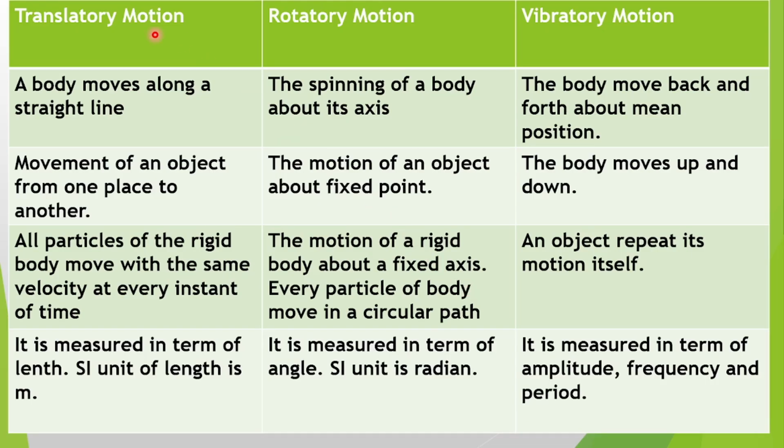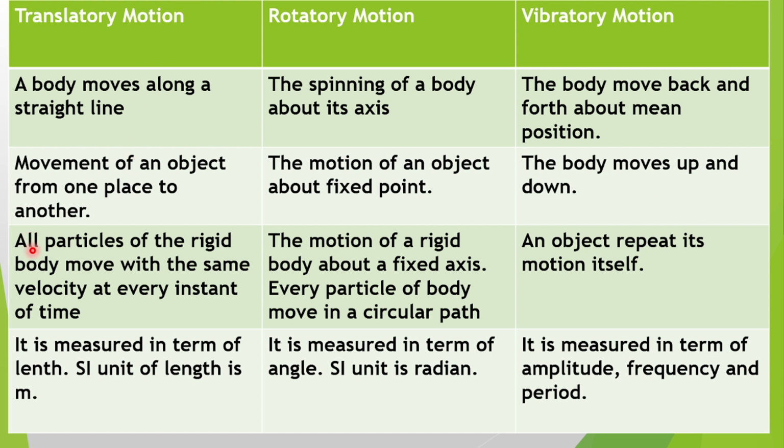So let's compare these three types of motion: translatory motion, rotatory motion, and vibratory motion. A body moves along a straight line in translatory motion, while in rotatory motion, a body spins about its axis, while in vibratory motion, the body moves back and forth about its mean position. In translatory motion, there is movement of an object from one place to another. In rotatory motion, the motion of an object is about a fixed point. While in vibratory motion, the body moves up and down.